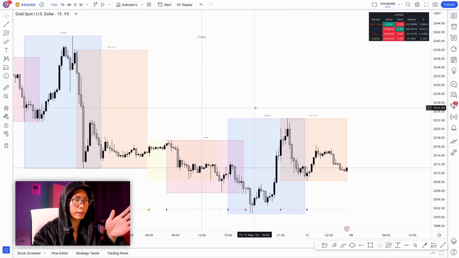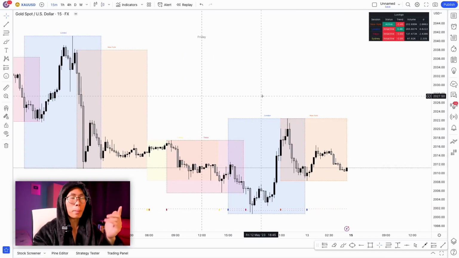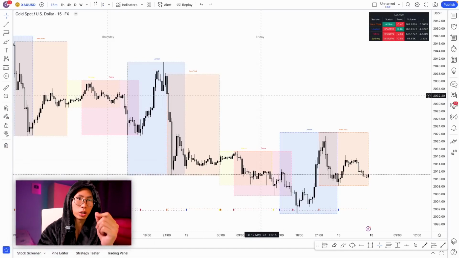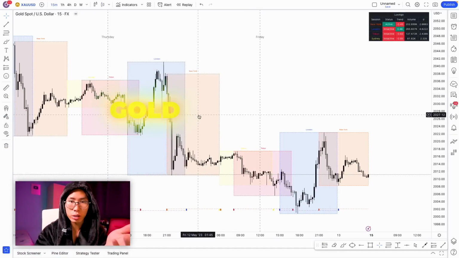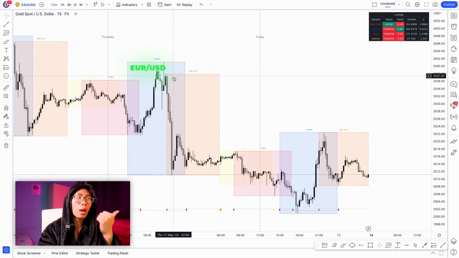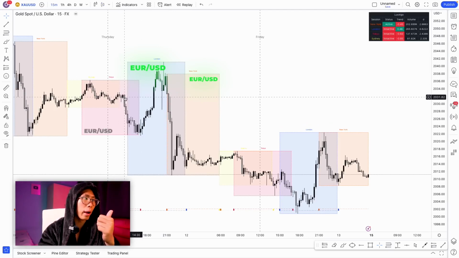So now when you look at this, you are able to see what session you are in right now, because you guys must understand that different currency pairs will move differently during each trading session. Example, gold can move a lot during all three sessions, but EUR/USD can move a lot during the London session and the New York session, but move very little during the Tokyo and the Sydney session.